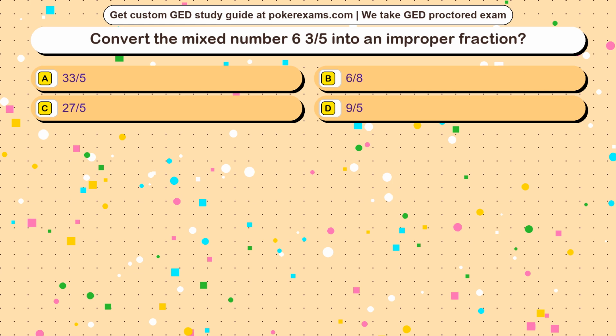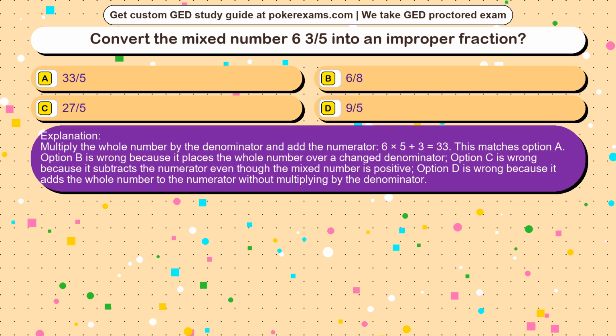The correct answer is option A. Multiply the whole number by the denominator and add the numerator. 6 times 5 plus 3 equals 33. This matches option A. Option B is wrong because it places the whole number over a changed denominator. Option C is wrong because it subtracts the numerator even though the mixed number is positive. Option D is wrong because it adds the whole number to the numerator without multiplying by the denominator.